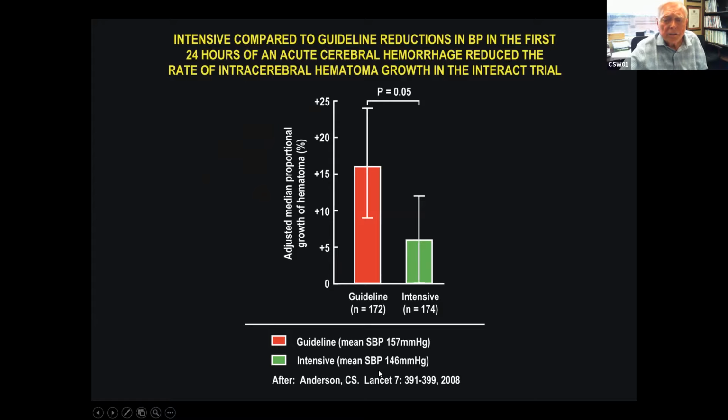And you can see even a relatively modest further fall in blood pressure, to about 146 compared to 157, reduced the hematoma formation by about 50%. And giving some credibility to my recommendation then that you lower the blood pressure acutely to less than 150 systolic in the first hour or two in a patient with an acute intracerebral hematoma.